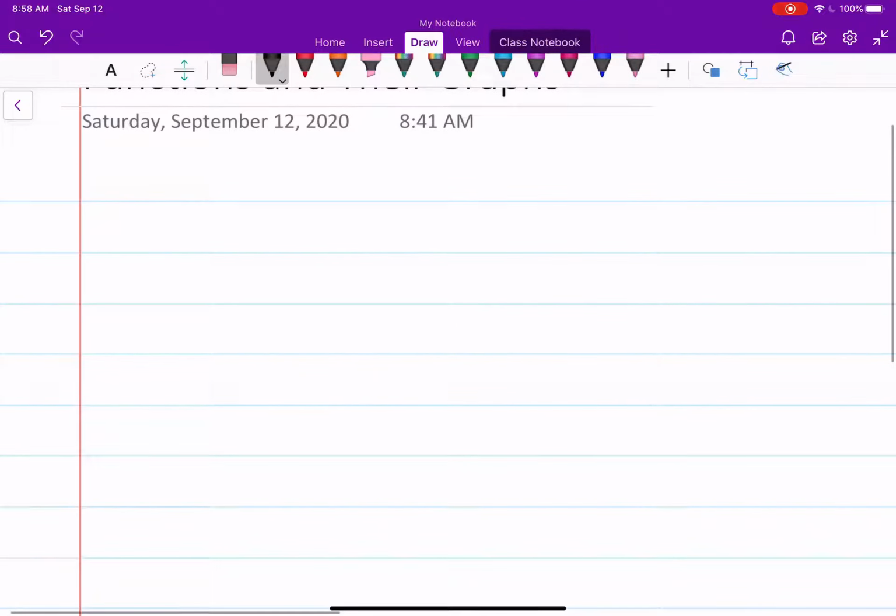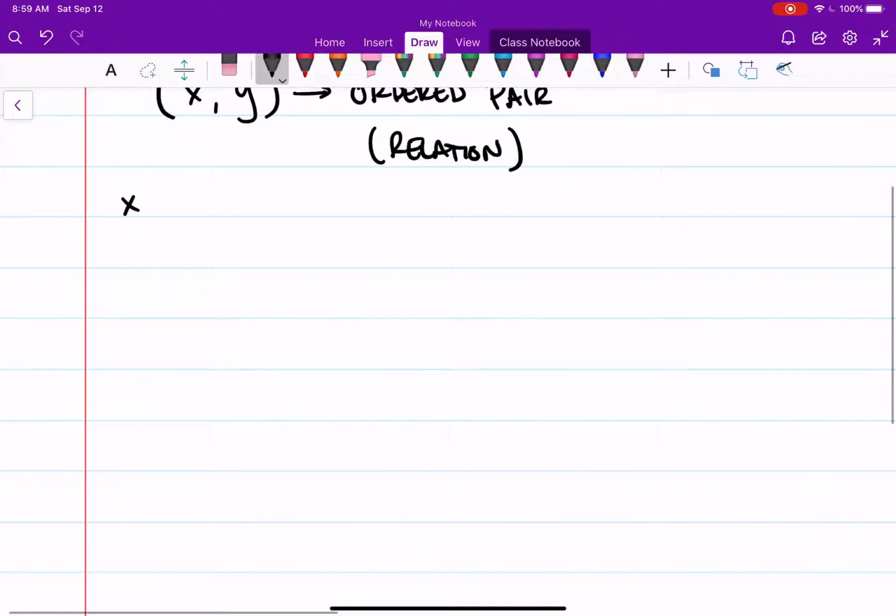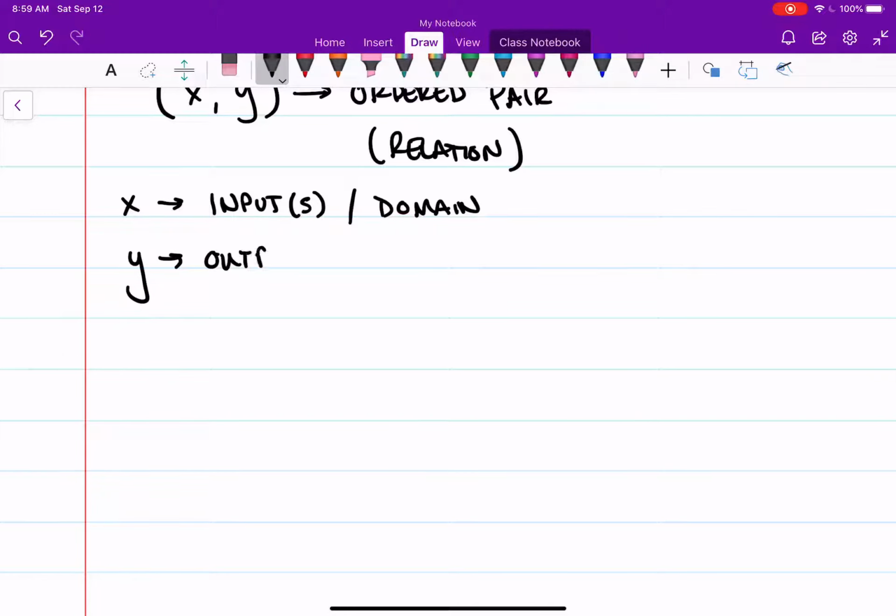All right, so we're going to start off with a point, and we're going to talk about that part. So typically, we call these an ordered pair. Another thing to call it is a relation. The reason why it's called a relation is because the x is known as your input, and we have more inputs, which we also know as our domain. And the y is our output, which is our range.